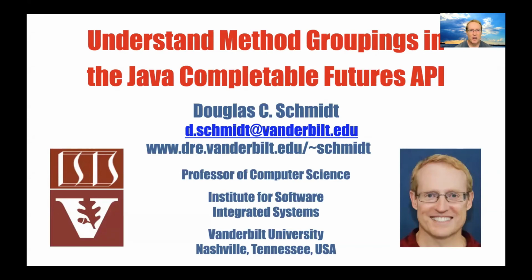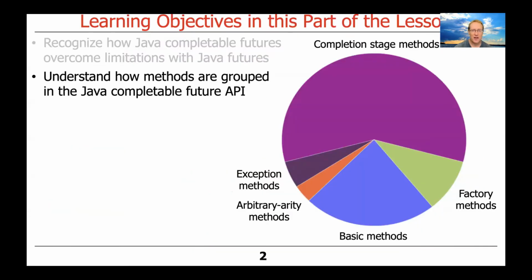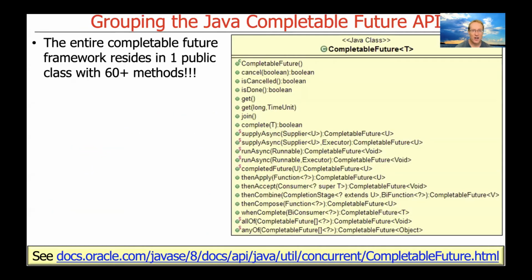So the next topic we're going to cover is how to group the different methods in the Completable Future API up into categories. And you'll see in a second why this is so useful to do. The reason, of course, is that there are lots and lots of methods that are part of the Completable Future API. There are actually over 60 methods now in the latest versions of Completable Futures, and they all reside in one class.